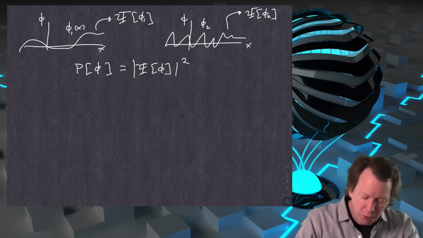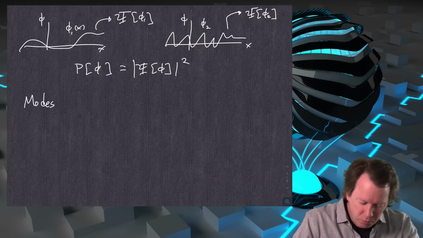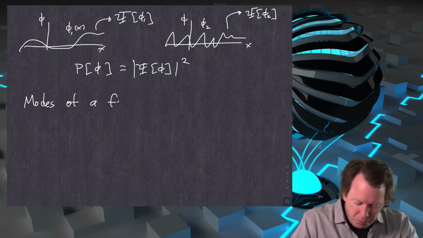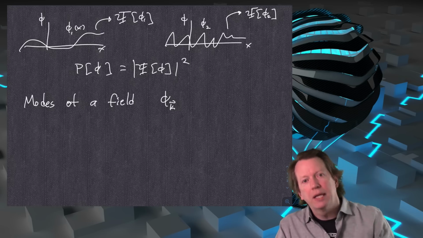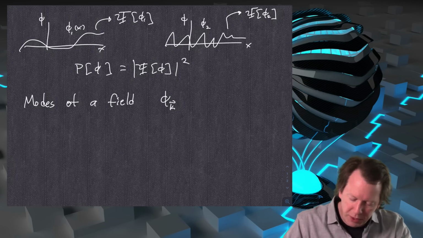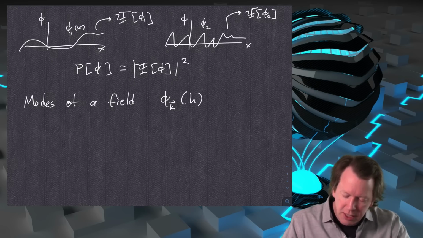So we have modes of a field, and we could write those as phi sub k. k is the wave vector. It tells you the wavelength and the direction that the field is moving in. As a function of x, the position.